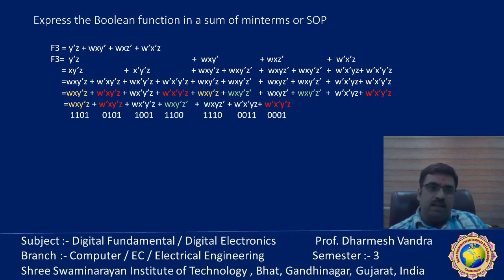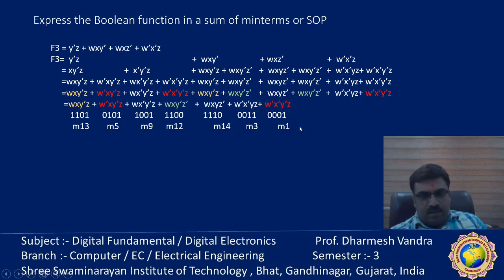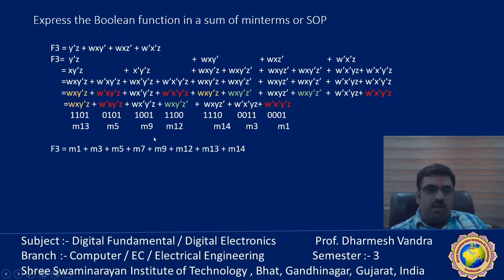After comparing those things, in min terms, W is directly represented by 1 and W' is represented by 0. Putting it equivalent to the binary value, 1101 is equal to 13, 0101 is 5, 1001 is 9, 1100 is converted to the min term 12, 1110 is converted into min term 14, and 3 and 1 in this order. Arranging in ascending order, we get the sum of min terms, which contains 1, 3, 5, 7, 9, 12, 13 and 14. So a total of 8 min terms are there.